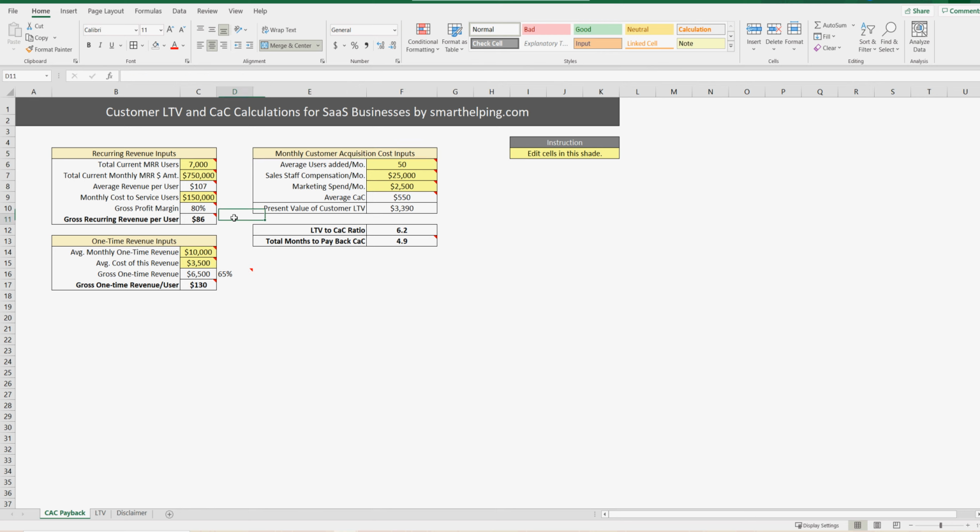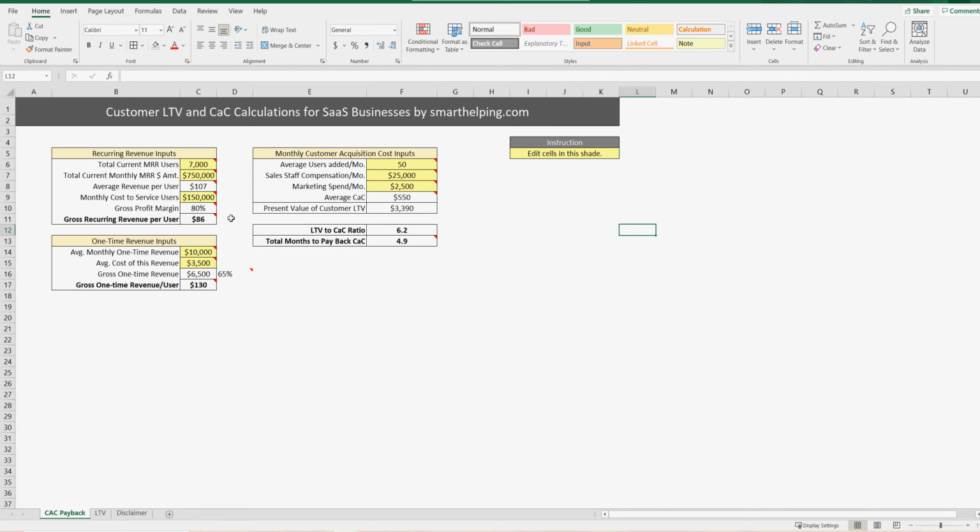So then we know how much we're earning per user per month. We know how much one-time revenue we're earning per user when they onboard. So now you enter sales staff and marketing spend. So sales and marketing is the key to how you're acquiring customers. That's your main cost. So you divide that by the total average customers you're adding a month, and you get a customer acquisition cost average. So that's one of our key inputs for the calculation.